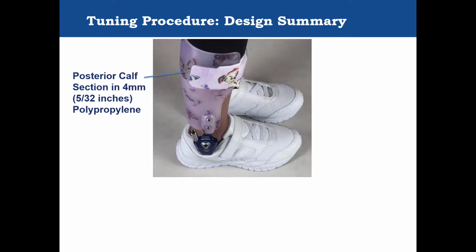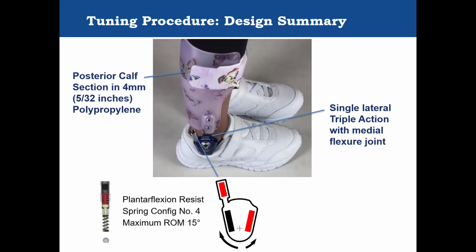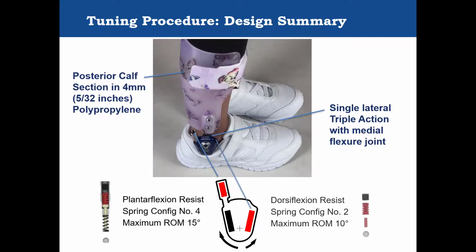The triple-action component would be mounted on the lateral side of the AFO and paired with a medium-sized tamarack flexure joint with caps on the medial side. The joint axis would be mechanically aligned but shifted 13 mm or 1/2 inch proximal to the apex of the lateral malleolus. The triple action would be configured with booster spring number 4 in the plantar flexion channel and spring number 2 in the anterior channel.